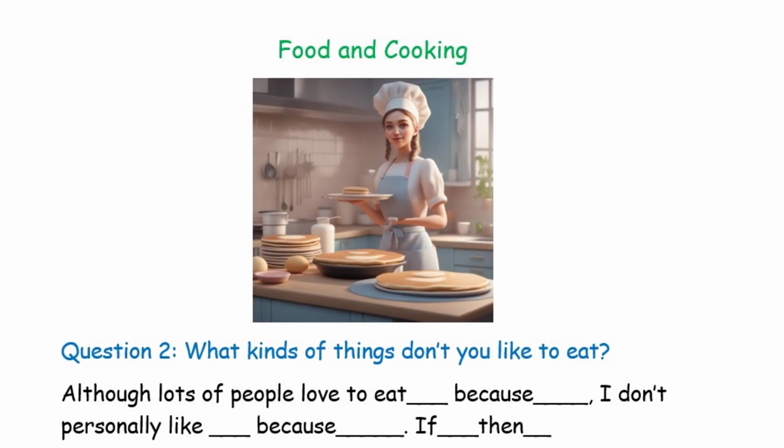Question 2. What kinds of things don't you like to eat? Use the provided template to structure your response logically. Begin by acknowledging the importance of the food in question, then state your personal preference and provide reasons why. Here is our structure. Although lots of people love to eat because, I don't personally like because, if, then. Here is our Band 9 speaking response.